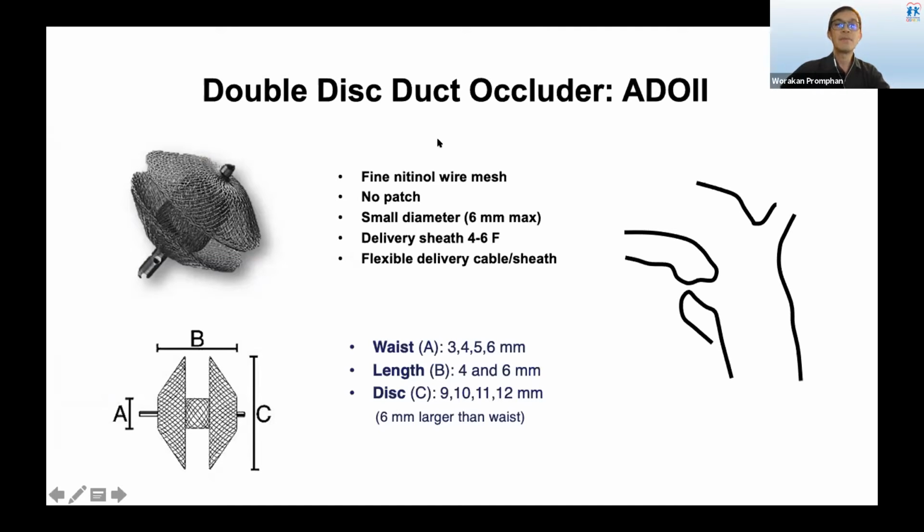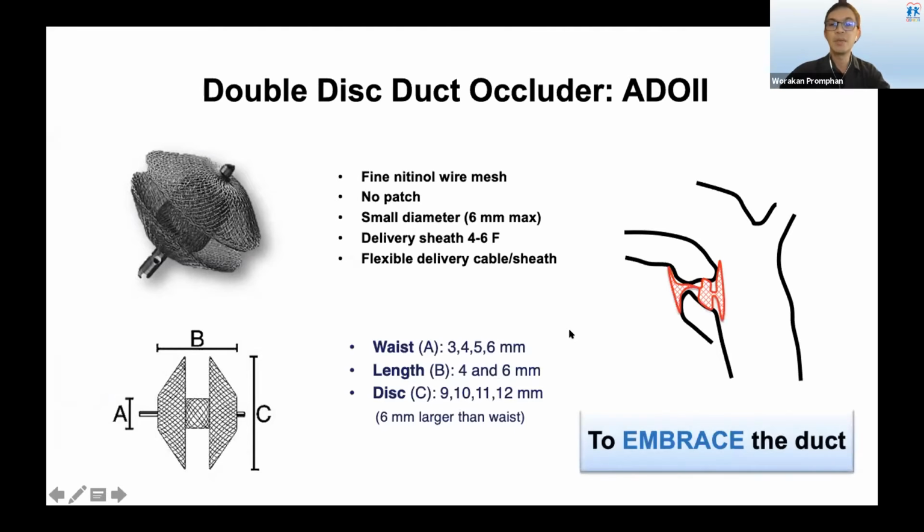That's why they also have the double disc device available in the market. The typical one would be AD02. As you can see, there's no patch at all, but they use the nitinol wire mesh in order to create the thrombogenesis. Unfortunately, with this type of device, the largest diameter was just 6 millimeters. So the principle of using this device is not to stent, but to embrace the duct.